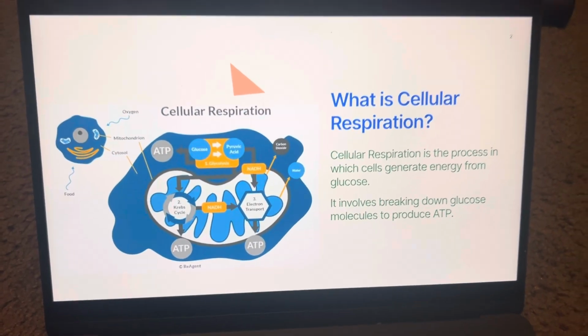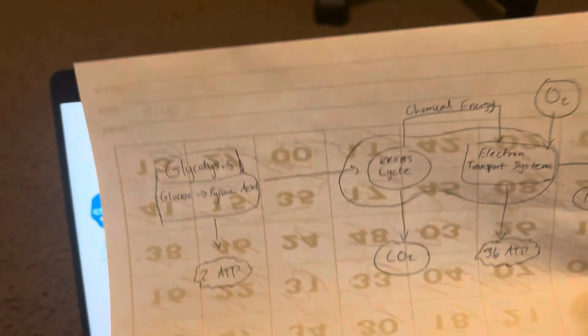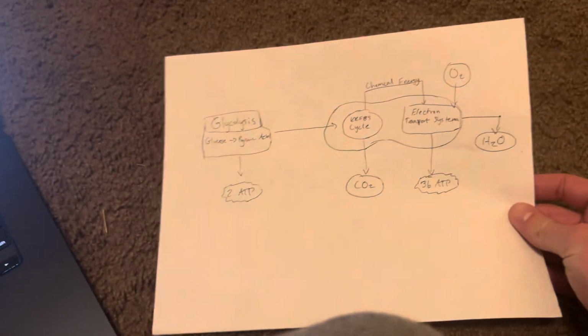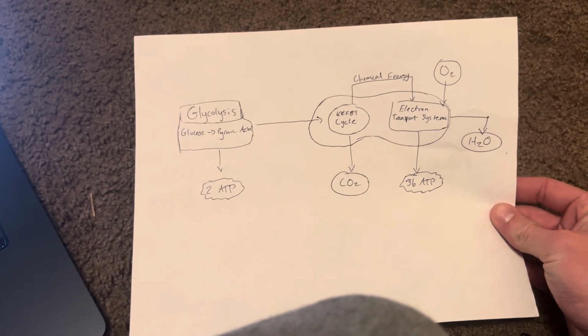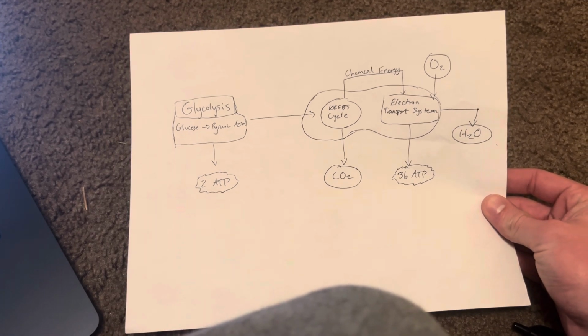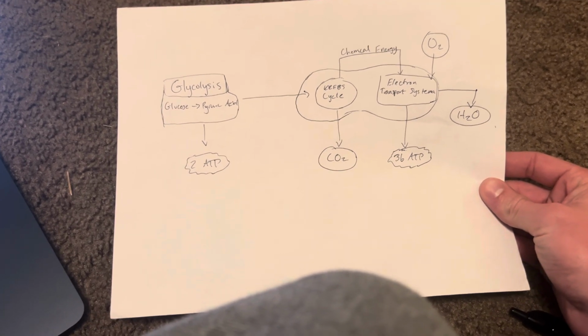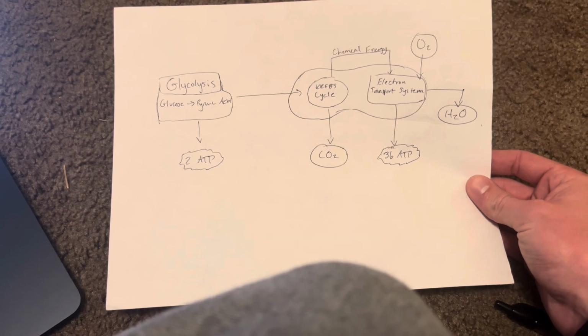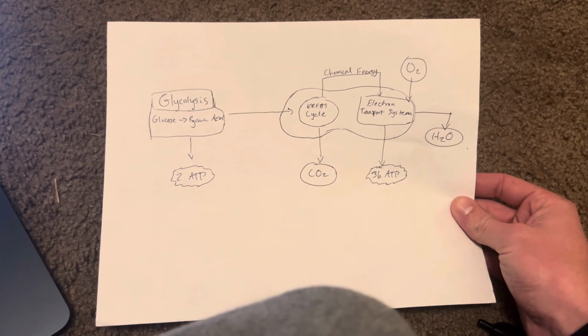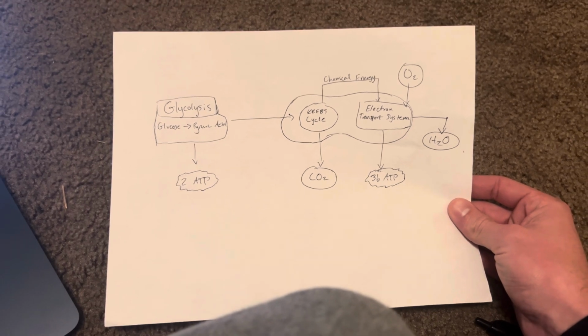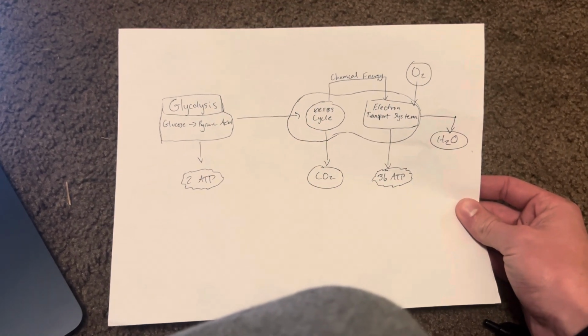So I also have a diagram that I'm going to show. So obviously we have glycolysis, and that has glucose and pyruvic acid, and so it produces 2 ATP, which then leads to the Krebs cycle, and the Krebs cycle produces CO2, which we release from our body. We'll get into the Krebs cycle later.